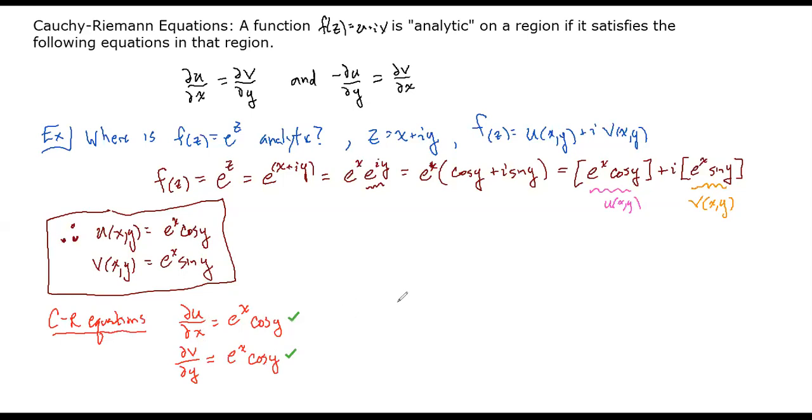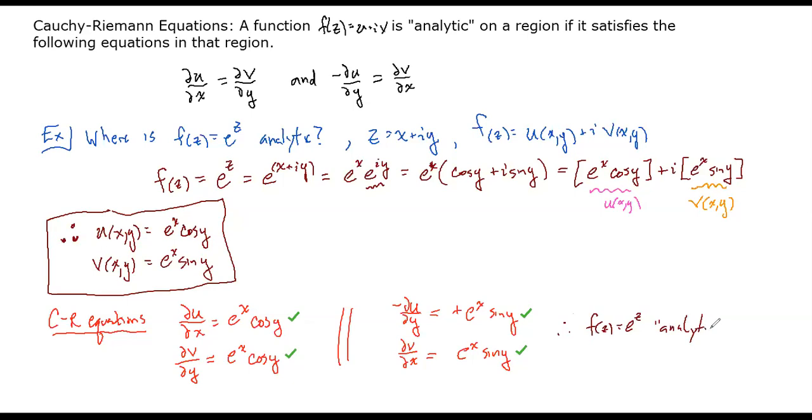So that Cauchy-Riemann equation is satisfied. And then likewise, I can look at minus partial u with respect to y. And minus partial u with respect to y is minus e to the x minus sine y. And partial v with respect to x is equal to e to the x sine y. So ta-da, again. So everywhere. So our conclusion from this is a bright green check mark. The conclusion is that f of z equals e to the z is analytic everywhere.